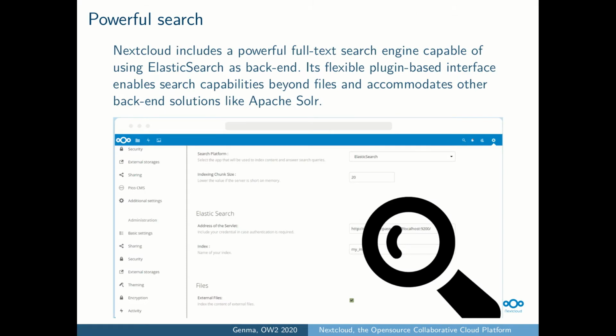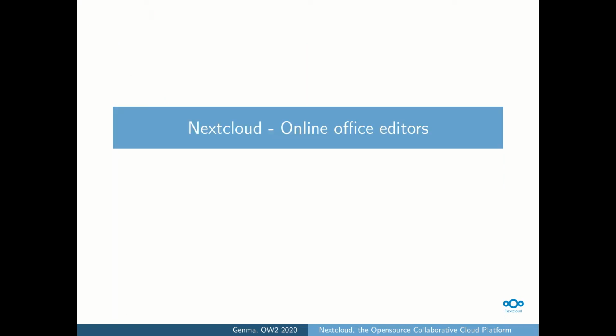Powerful search. Nextcloud includes a powerful full-text search engine capable of using Elasticsearch as backend. Its flexible plugin-based interface enables search capabilities beyond files and accommodates other backend solutions like Apache Solr.